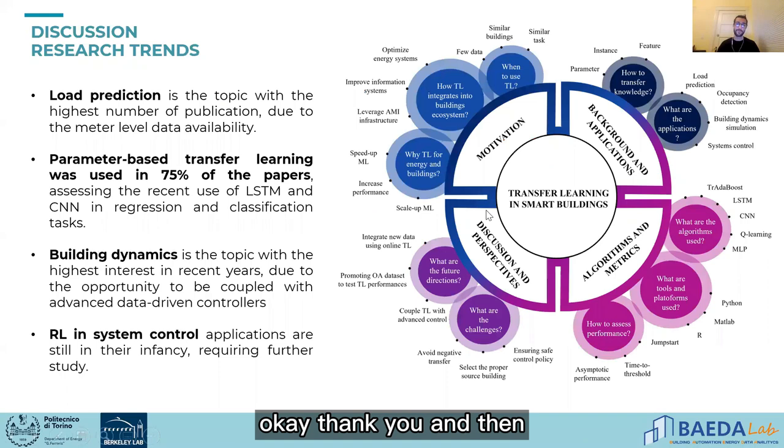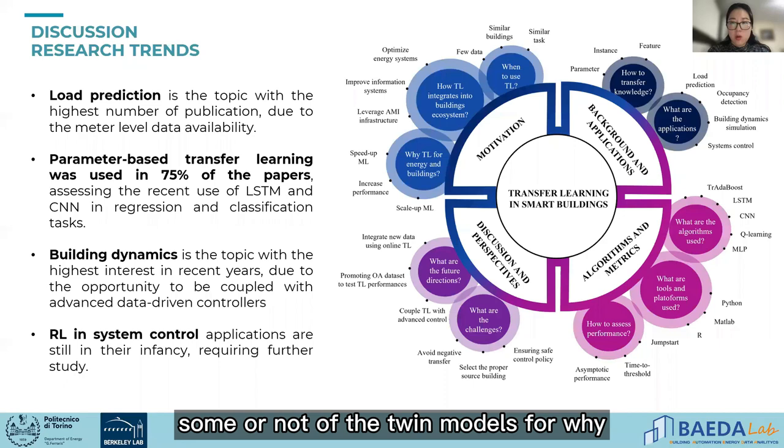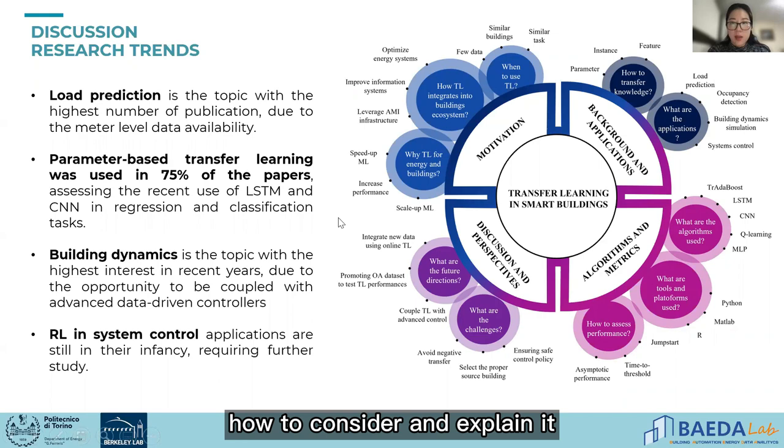Okay, thank you. And then here's another question that mentioned that when you are using parameter transfer learning, freezing some or not of the trained models, how to consider and explain it? Okay, so I just want to show you also the question to the others.